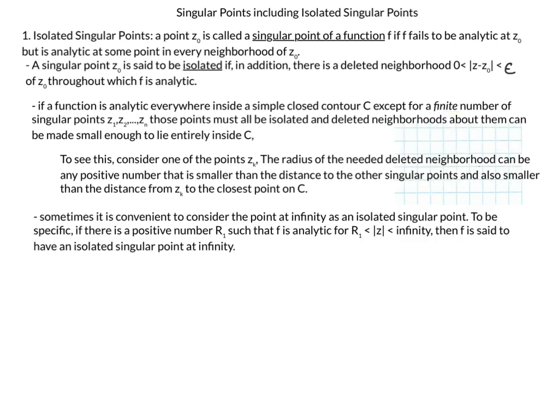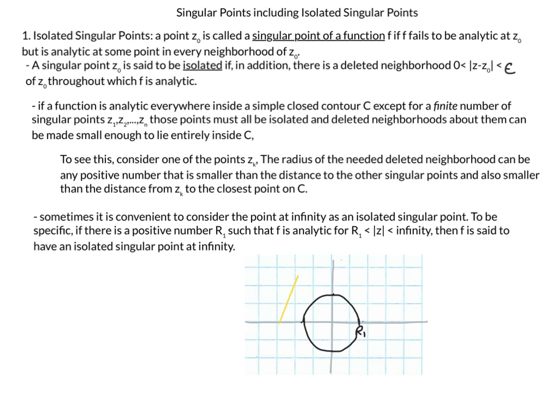And the last thing I want to say is sometimes it's convenient to consider a point at infinity as an isolated singular point. To be specific, if there's a positive number r1 such that f is analytic for modulus of z greater than r1 but less than infinity, and I'm just going to draw that. So f is analytic everywhere outside the circle of radius r1 all the way to infinity, then f is said to have an isolated singular point at infinity. And this becomes convenient later on for later results.